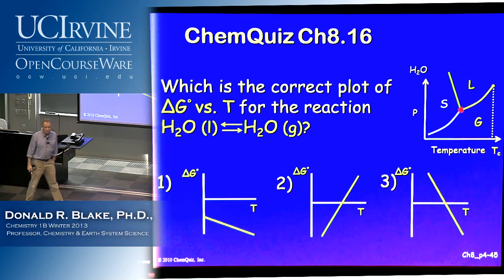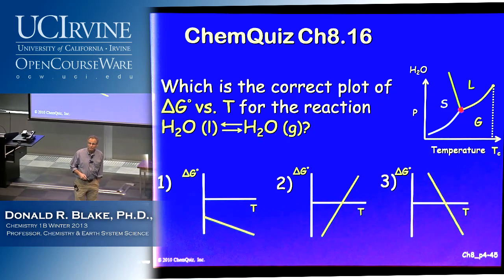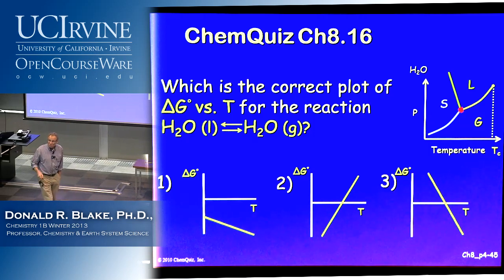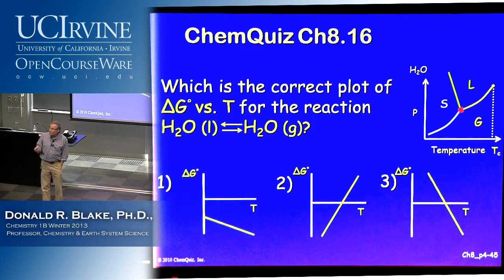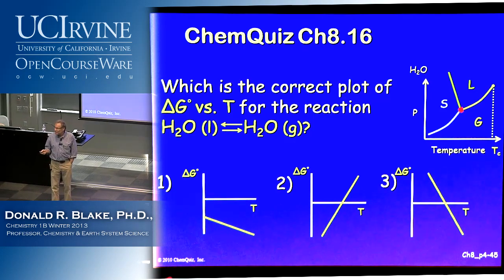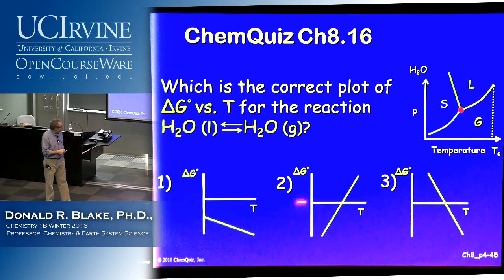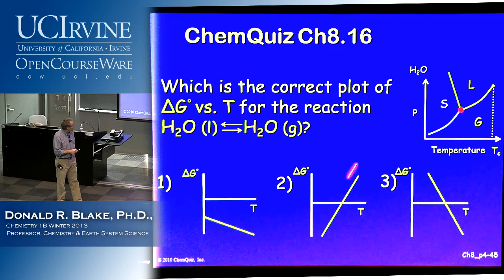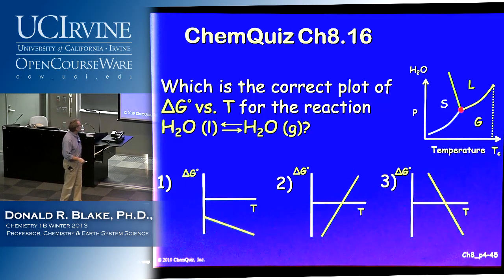Which one do we think? So if we're going from a liquid to a gas, is that good entropy-wise or not? Sure. So what that means is that at some temperature, we can make the delta G go negative. No, as we go negative, if we increase temperature here, delta G goes positive. So we can get rid of this one right off. So we're either this one or this one. Which one do we think it is?